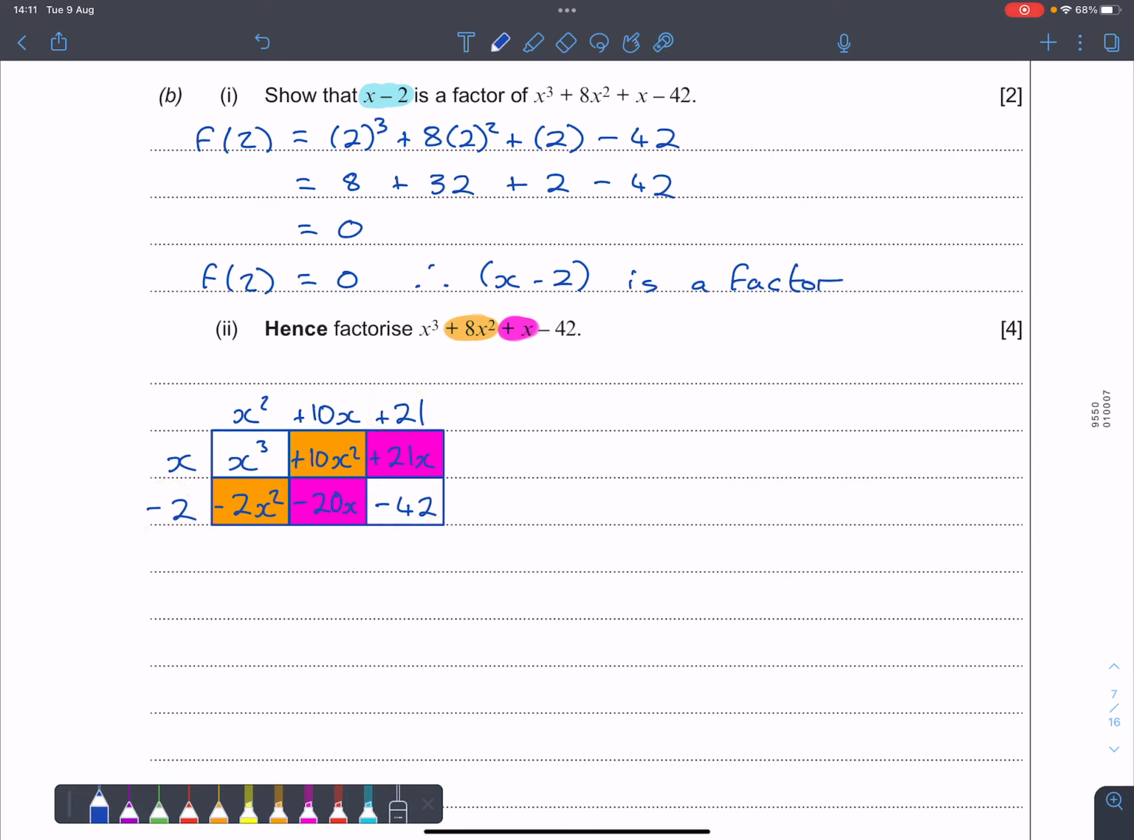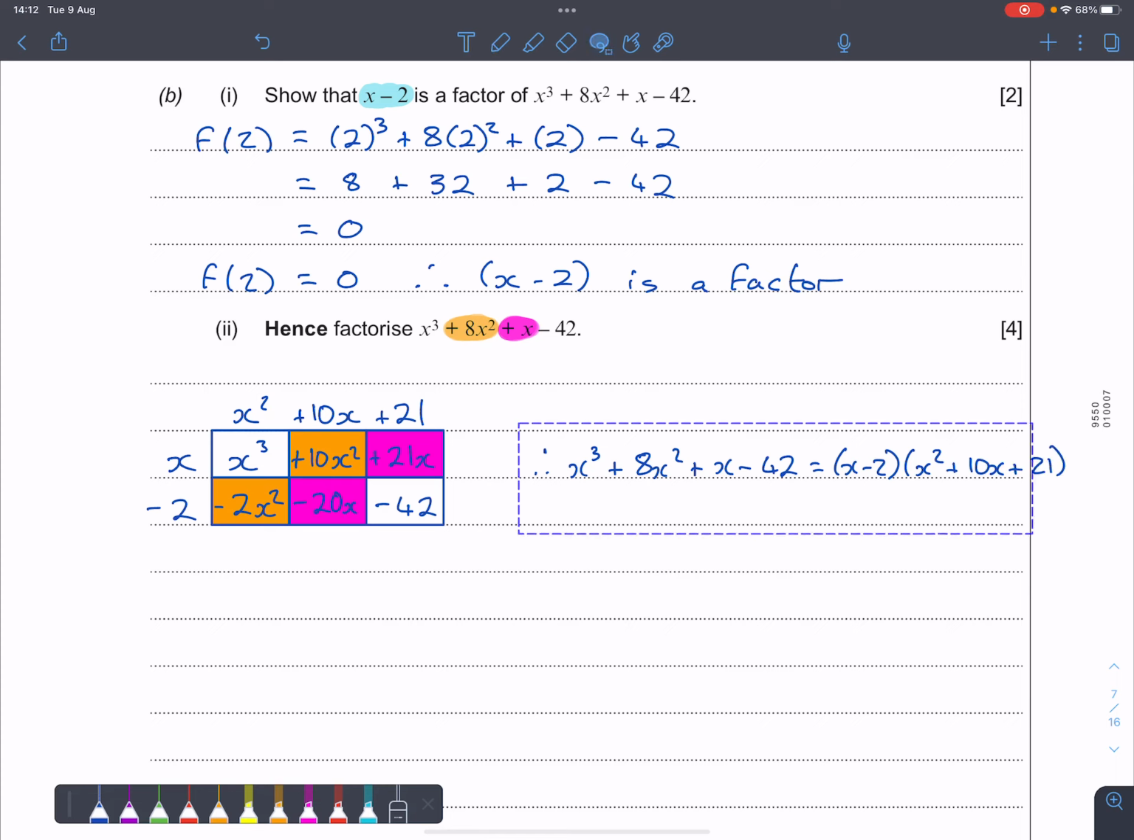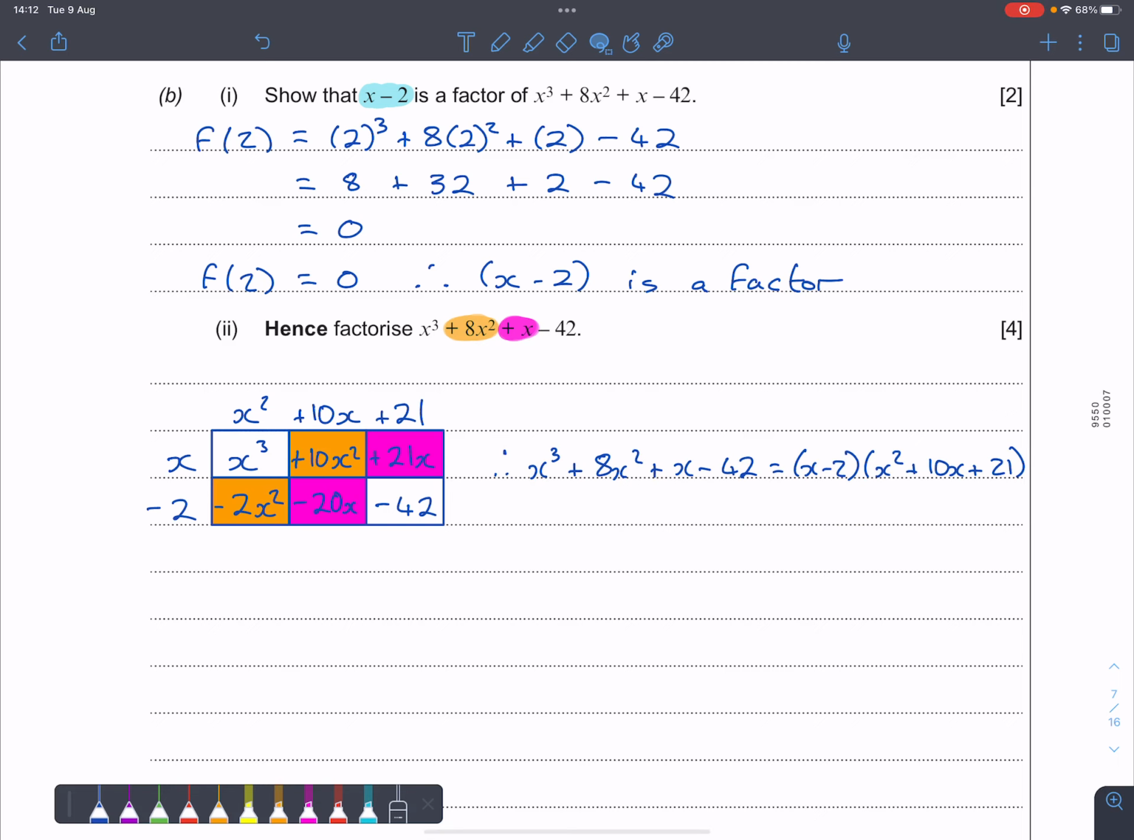So I now know that this x cubed plus 8x squared plus x minus 42 can now be written as x minus 2 multiplied by x squared plus 10x plus 21. But it's not fully factorized yet because we're going to factorize this second quadratic.